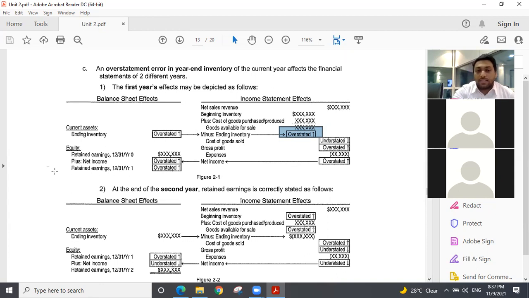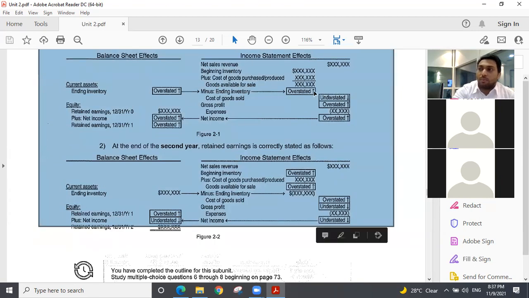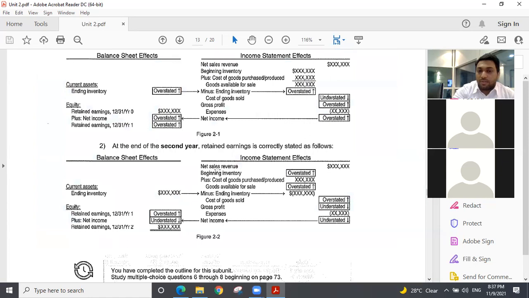But what happens in the next year? The overstated ending inventory will be your next year's opening inventory. So your opening inventory will be overstated, and goods available for sale will be overstated. Your gross profit will be understated. Income will be understated. So ultimately, your retained earnings will be understated. So what happens when you join these 2 years? It will stabilize. Clear?